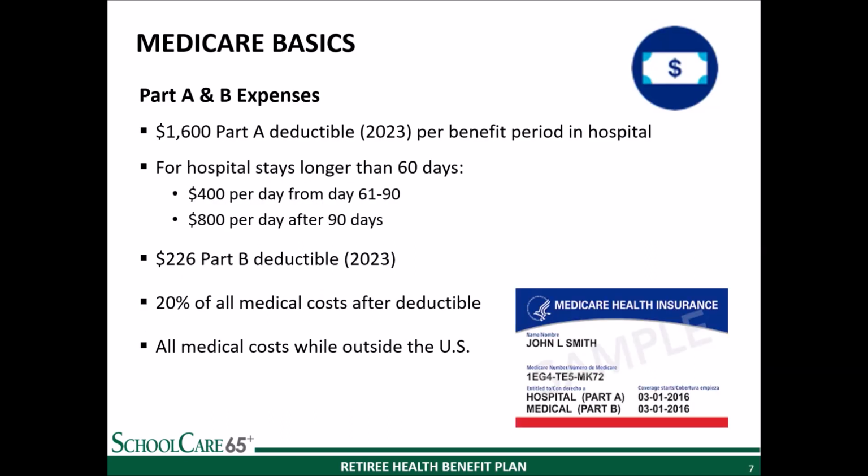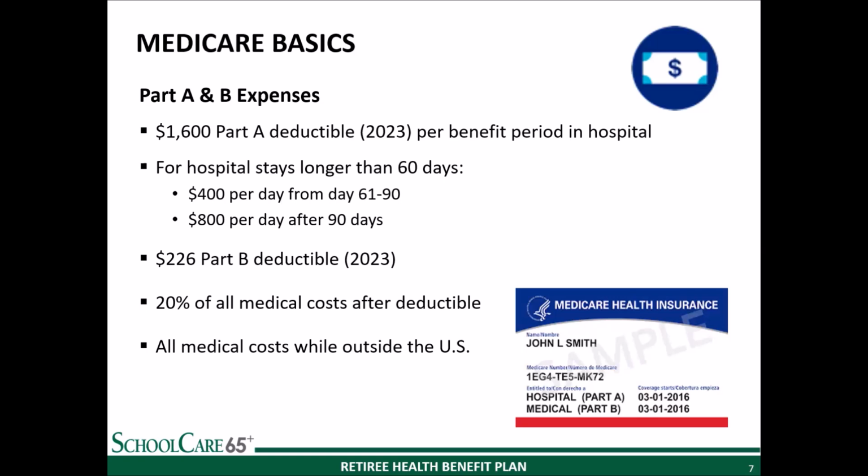The expenses that you may incur under both Parts A and B include the following. There is a $1,600 Part A deductible for 2023 that you incur per benefit period when admitted into the hospital. For any hospital stay longer than 60 days, you would also pay $400 per day from days 61 to 90 and $800 per day after day 90.